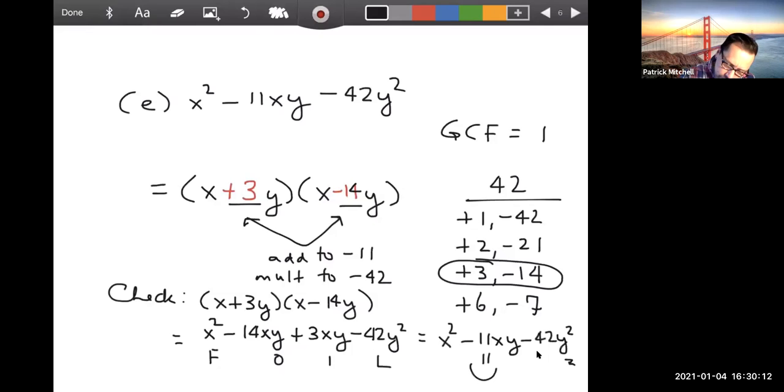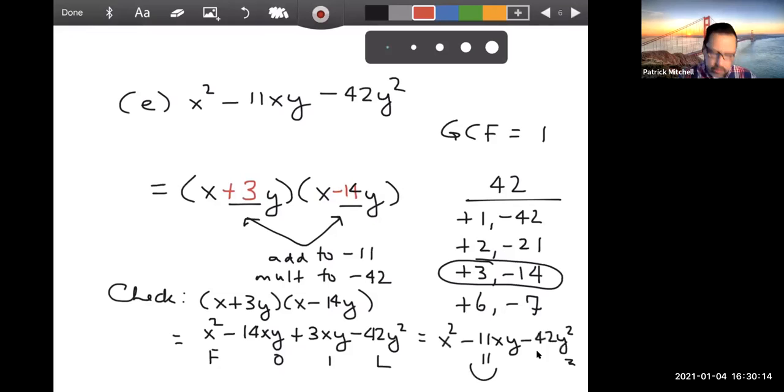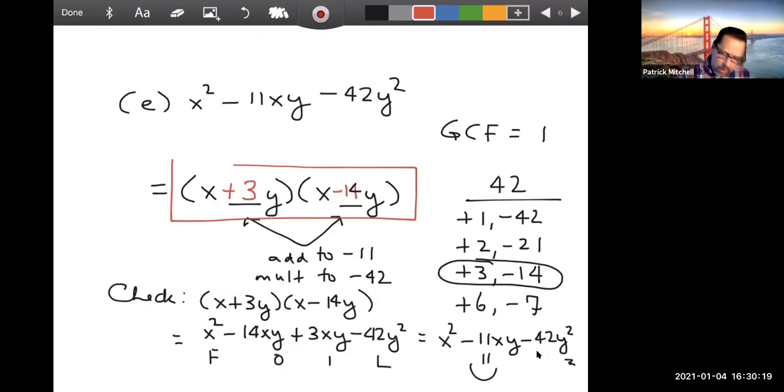Okay, so the answer, I always want to be clear about what the answer is. The answer is x plus 3y times x minus 14y.